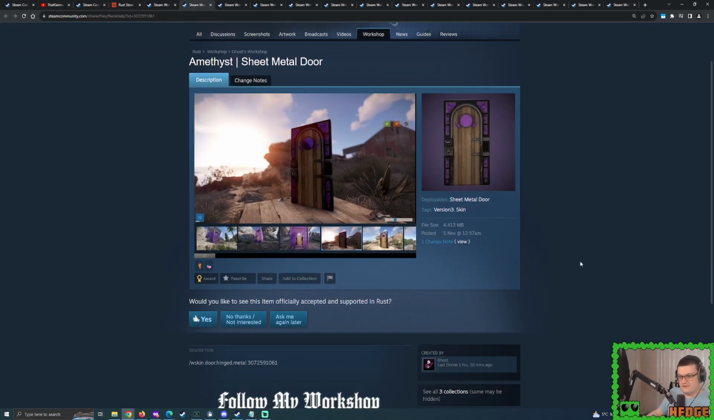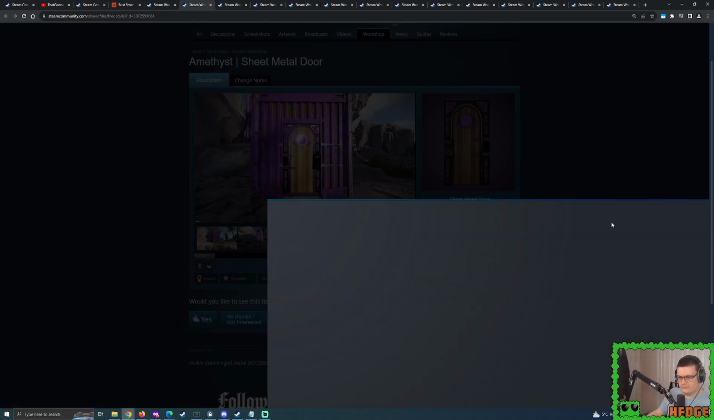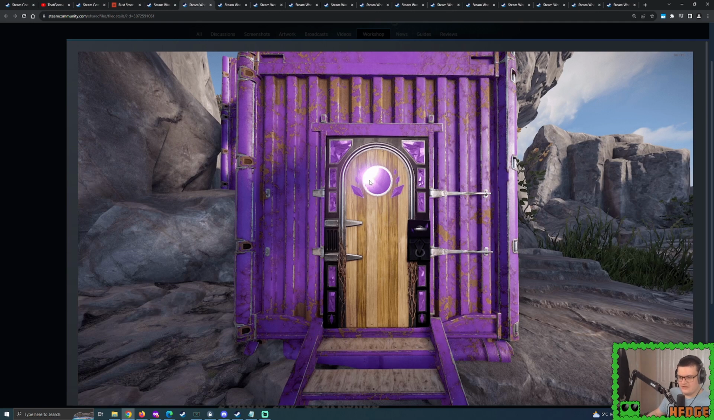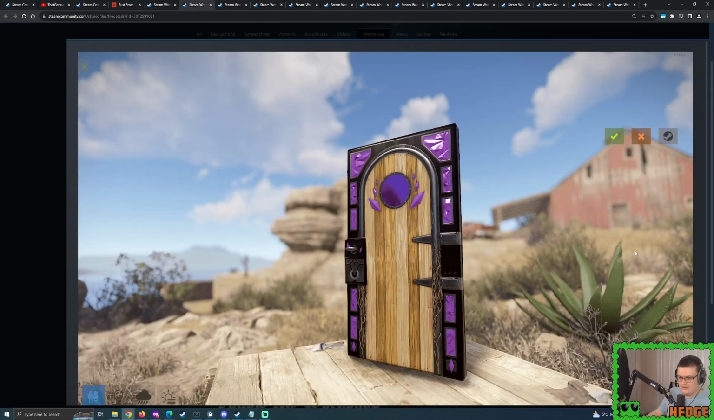Here we have the Amethyst sheet metal door, produced by Ghost. Get a good look at this. Right. It's got all the nice purple on the background with the sheet metal, and it's ever so shiny and quaint. This right here is definitely a sheet metal door. Just wanted to point out, just to verify. Get a good look at this. Looks pretty cool.